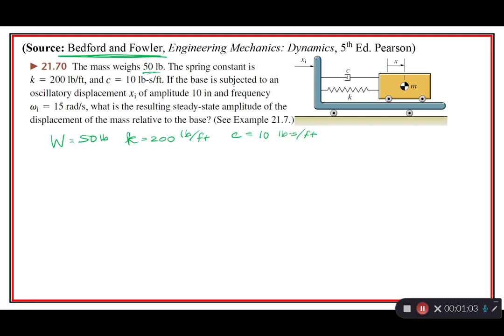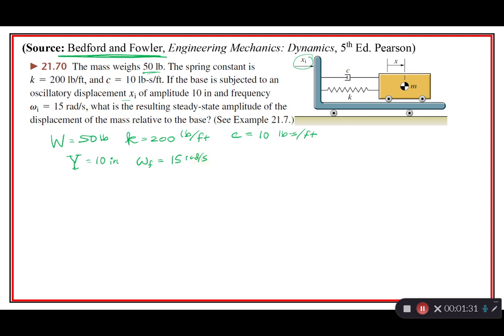And if the base is subjected to an oscillating displacement of amplitude right there, right? So this thing is actually moving with an amplitude, so that, for us, we'd be calling that y. So I'm going to stick to the y here. I've gone back and forth this semester. I apologize for that. And then omega f is 15 radians per second.